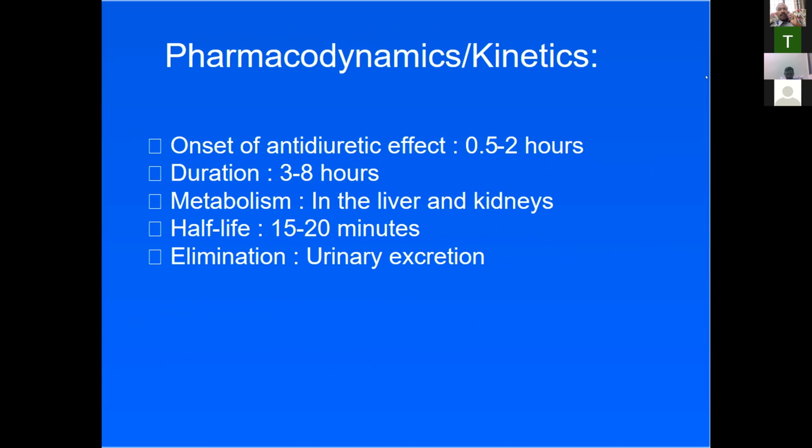Kinetics part: onset of antidiuretic action starts from half an hour to 2 hours. Duration is 3 to 8 hours. Metabolism occurs in the liver and kidney. Half-life is 15 to 20 minutes and elimination is through urinary excretion.